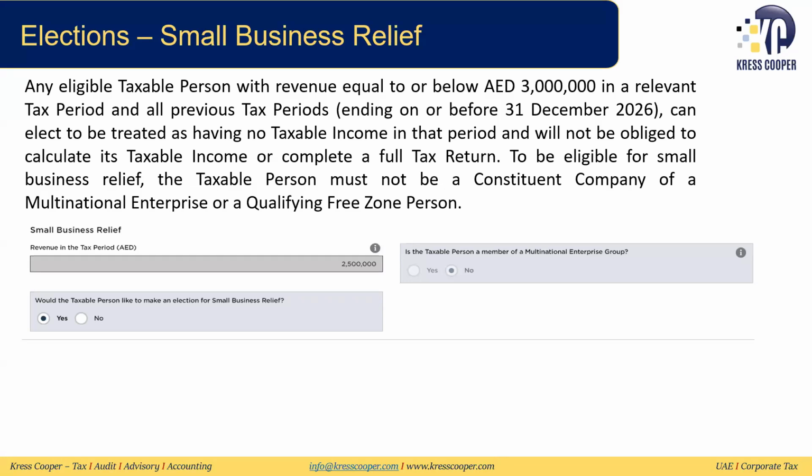Now, if you choose the small business relief, then there will be no taxable income in that period, and you don't have to fill the full return. The return here will become a short return. It will not ask you any more questions, just the basic questions that we went through in the first portion, and the elections will stop over here. No more information will be required from the taxpayer for this tax year where this small business relief has been clicked as yes.